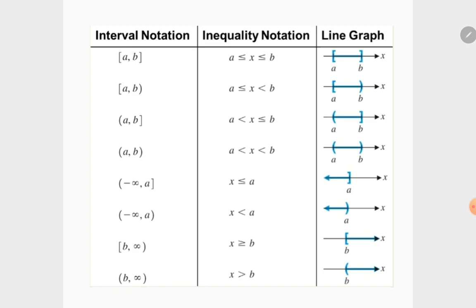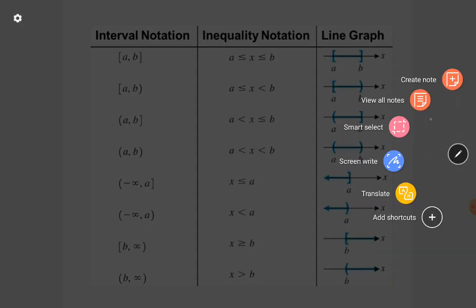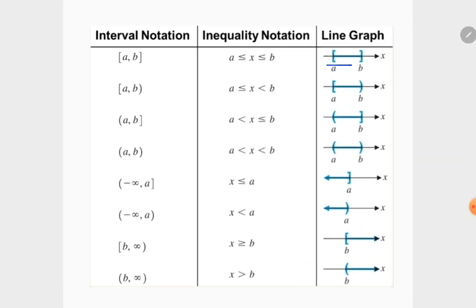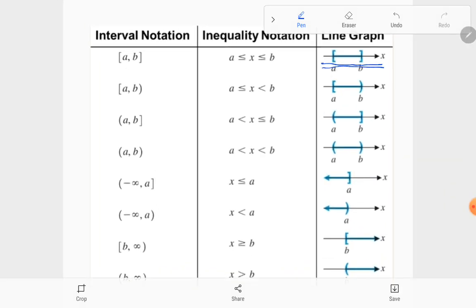We use brackets and use the comma to separate a and b. That bracket means the endpoints a and b are included. So if we use the number line, that means we locate a and b and use the brackets. That means x is between a and b, and the endpoints are included.